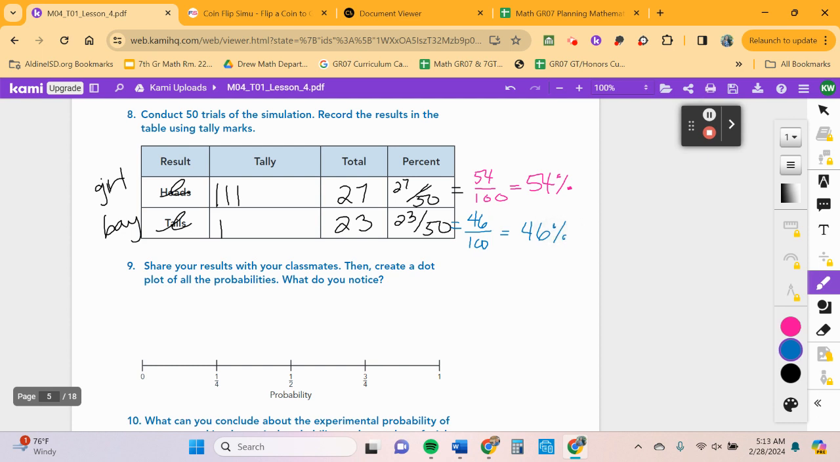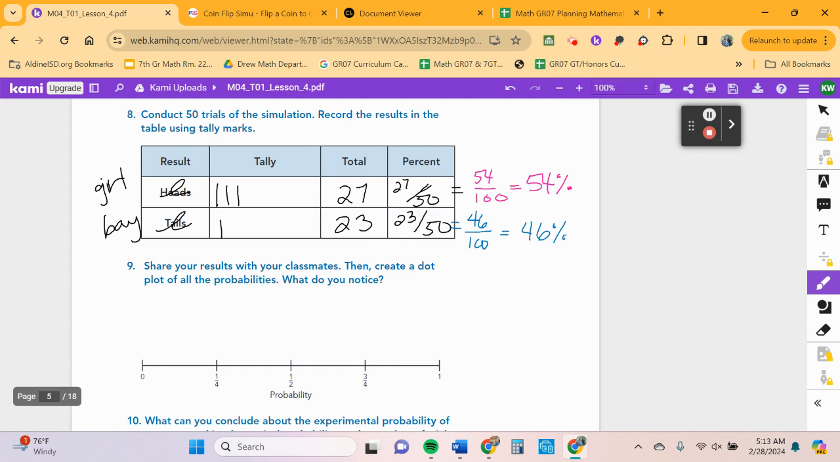All right, let's move on. So number 9, share results with your classmates and create a dot plot. Now, we don't have multiple sets of data. However, you're probably thinking, well, if we were to do this in a classroom setting, everyone's going to have a different number because we just conducted 50 trials and not everyone is going to have the same percentages.